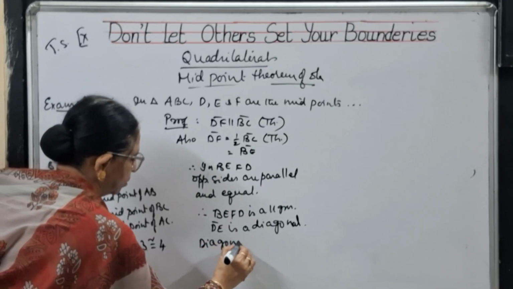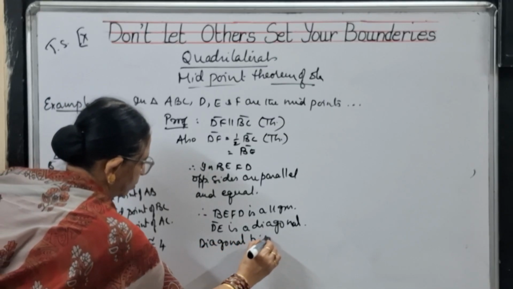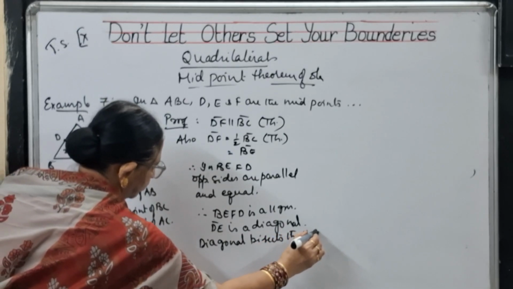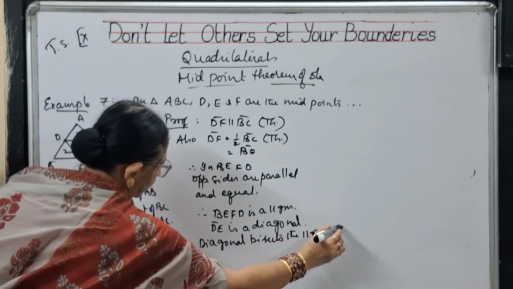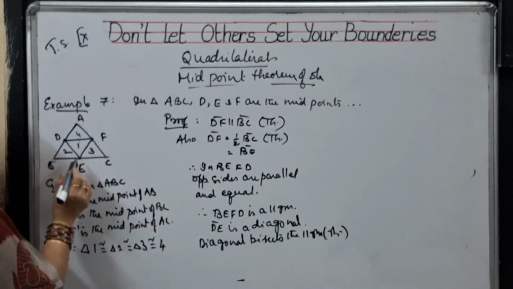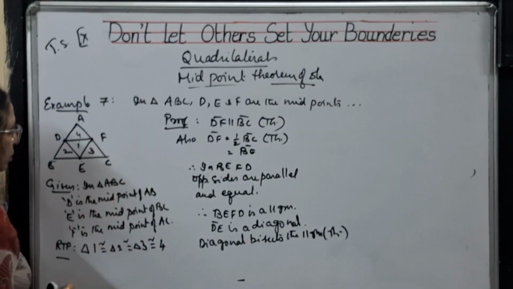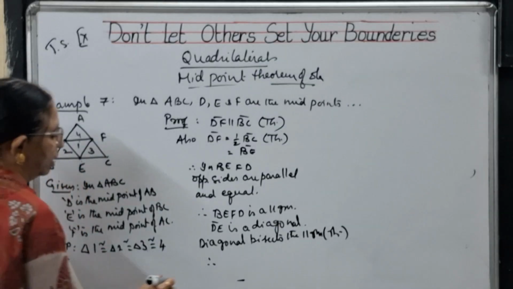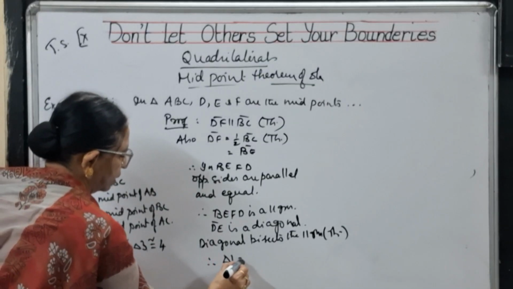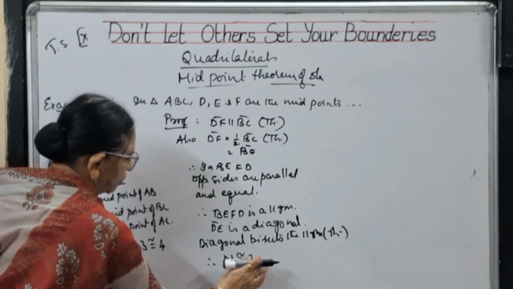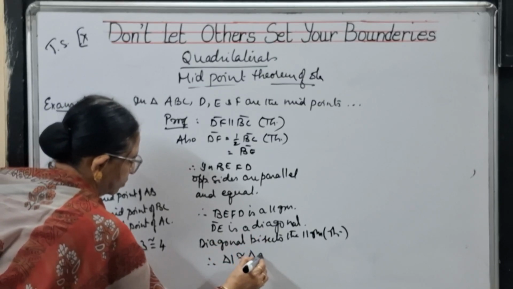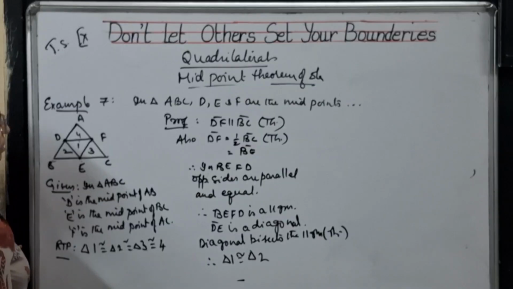Diagonal bisects the parallelogram. This is also a theorem which you have learned. Bisects means dividing it into two equal halves. Therefore, triangle 1 is congruent to triangle 2. We could prove that triangle 1 is congruent to triangle 2.